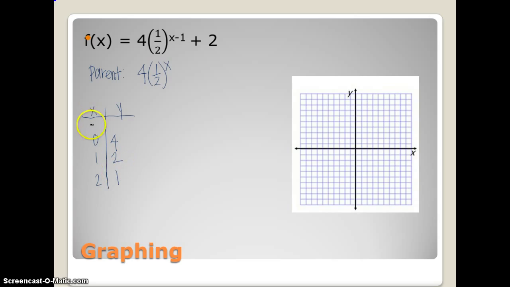And you can even do some on the left side of our axis. So we can do -1. 1/2 to the negative first power is just 2. And 2 times 4 is 8. So now that you have a few values, we can plot these points.